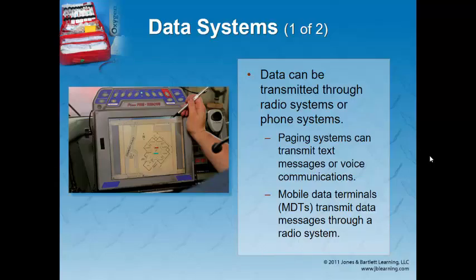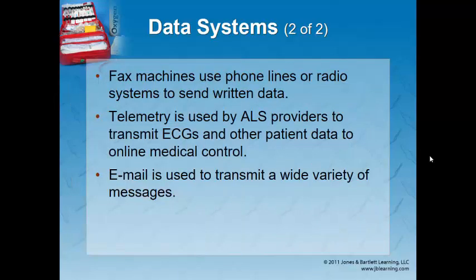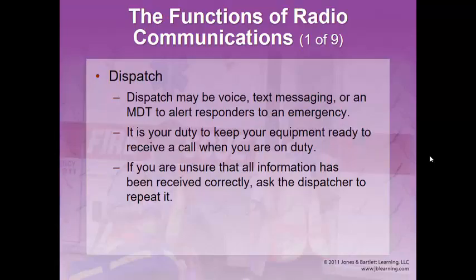Data can be transmitted through either a radio system or a pager system, and also internet system. So paging systems, not too many people use these anymore, maybe for response, and that's about it. Mobile data terminals then will transport data messages through a radio system. Fax lines, telemetry at the advanced level, email, these are all data systems for modes of communication.